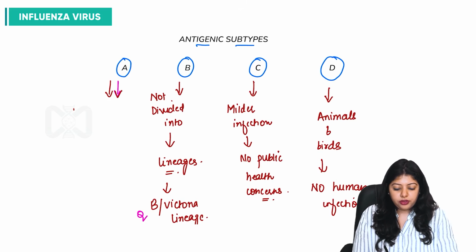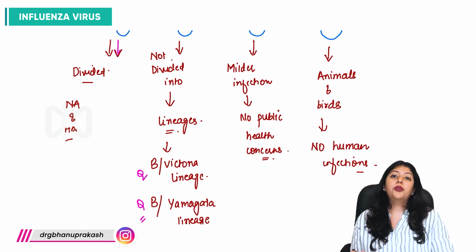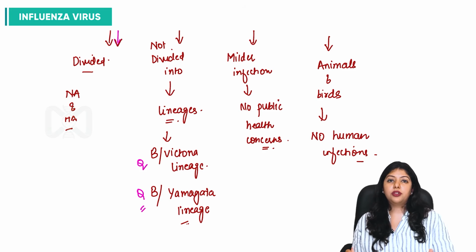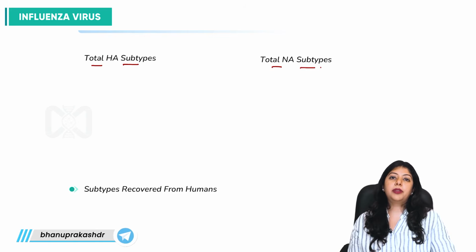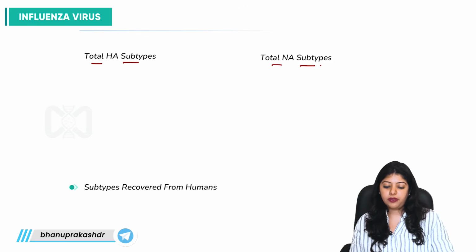And it is further divided into different subtypes based on which structural proteins? These are NA and HA. So whenever we talk about influenza virus, these are the most important ones that we need to discuss, right? So see how HA and NA subtypes are further divided and how many subtypes have till now been discovered and are associated with human infections.